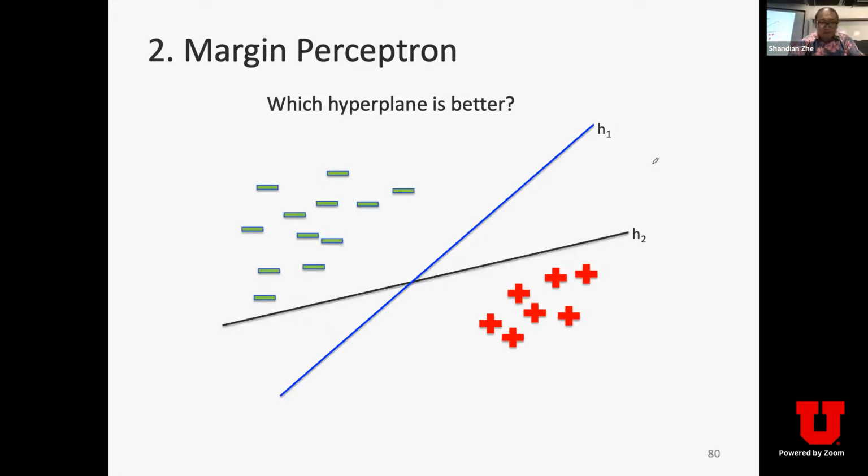I want to ask you, which one do you believe will generalize better? H1. Why do you think H1 is better? Because it has a larger margin. But why, when we have a larger margin, should we have a better generalization performance?